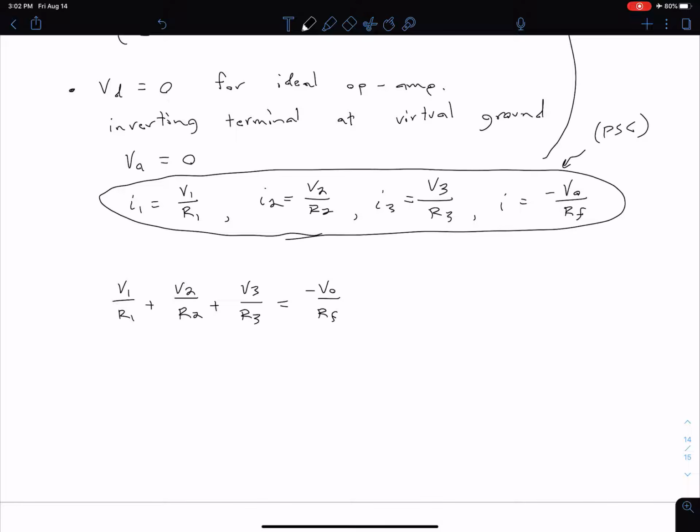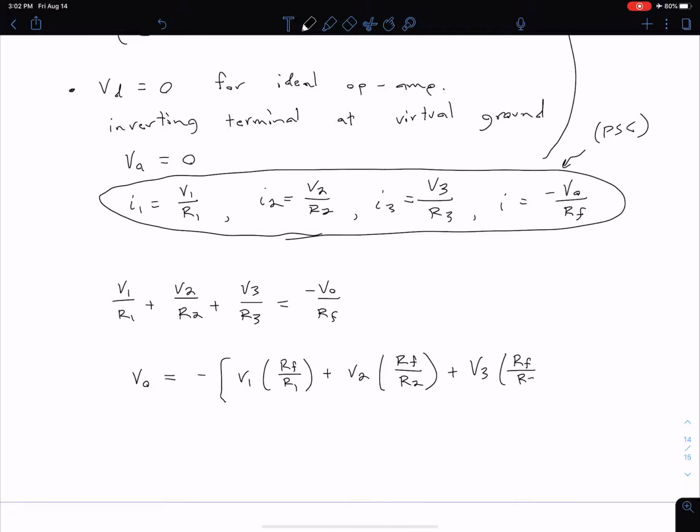If we do that, what we'll get is V0 is equal to negative, now we're going to have V1 times RF divided by R1, plus V2 times RF divided by R2, plus V3 times RF divided by R3. And so that would be our generalized equation for this particular circuit.